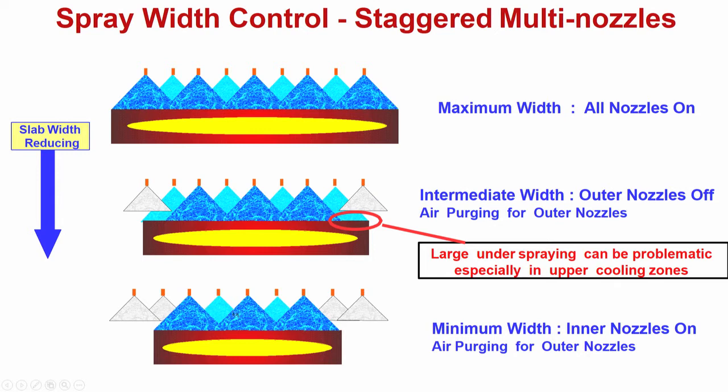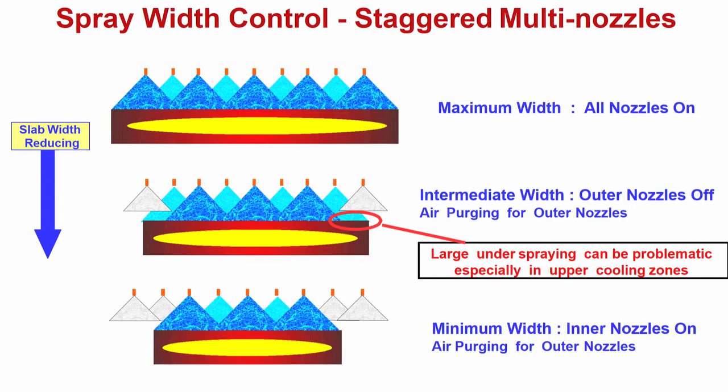You are using only these nozzles; these extreme nozzles we have stopped using. So, inner nozzles we are using, outer nozzles we are not using. So, what do we do? We use air purging from the outer nozzle. We are not spraying water from the outer nozzles, we are spraying air to get a uniform cooling. Here also, intermediate width outer nozzles off, only say two extremes, air purging for outer nozzles.